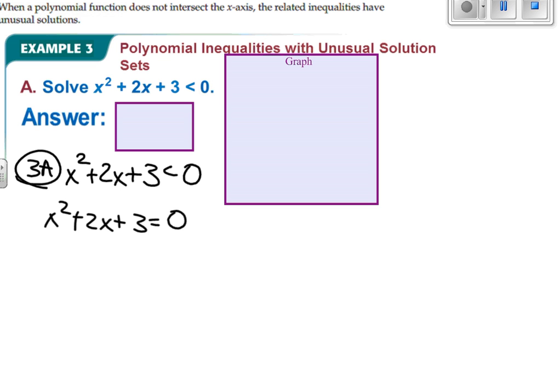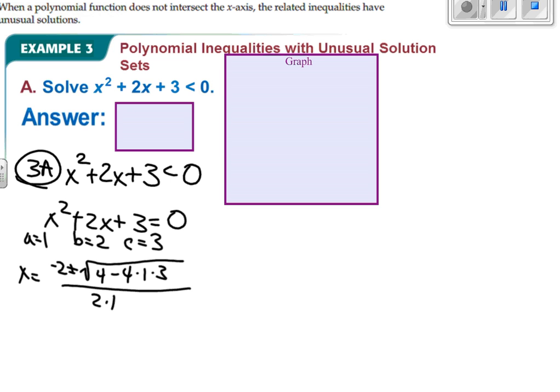Does it factor? Yeah, that's a problem. It does not factor. So if it doesn't factor, what do we do? Quadratic formula. So A is 1, B is 2, C is 3. X equals -b plus or minus the square root of, and I'm putting the numbers in, b squared, which is 4, minus 4 times A, which is 1, times C, which is 3, all over 2A, which is 2 times 1.